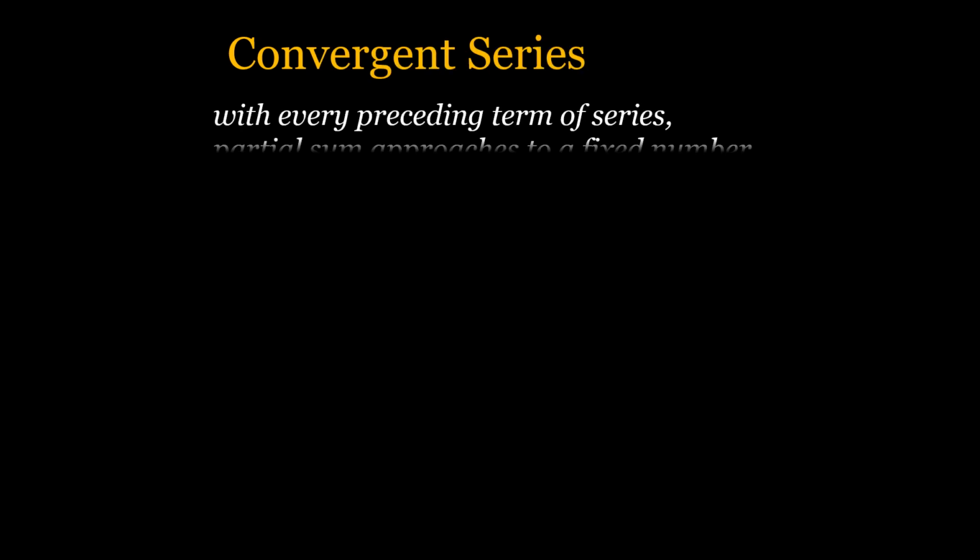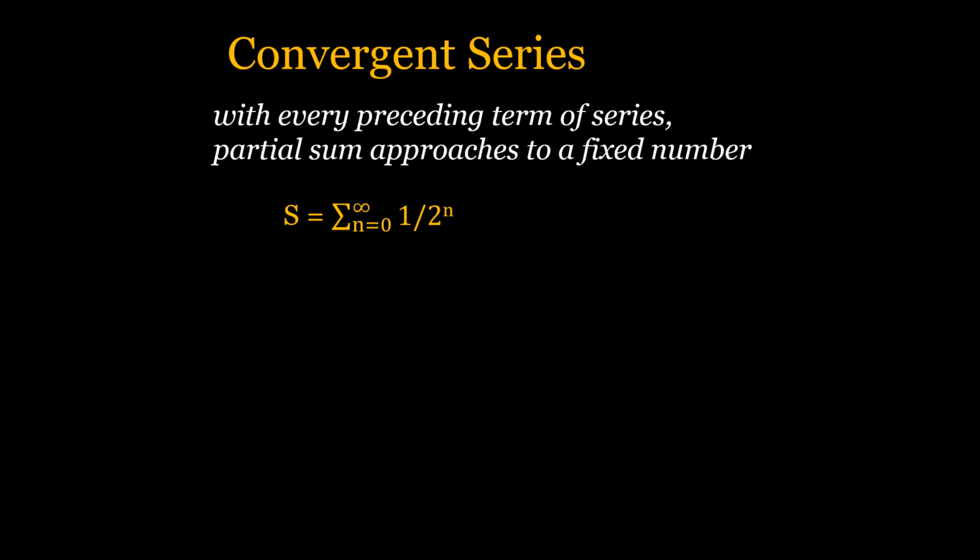Another way of classifying series is their convergence. When partial sums, with every preceding term of series, approach to a fixed number, in other words, partial sum becomes closer and closer to a fixed number, series is called a convergent series. Suppose a series. By expanding it, we get s equals 1, plus 1 over 2, plus 1 over 4, plus 1 over 8, and so on.